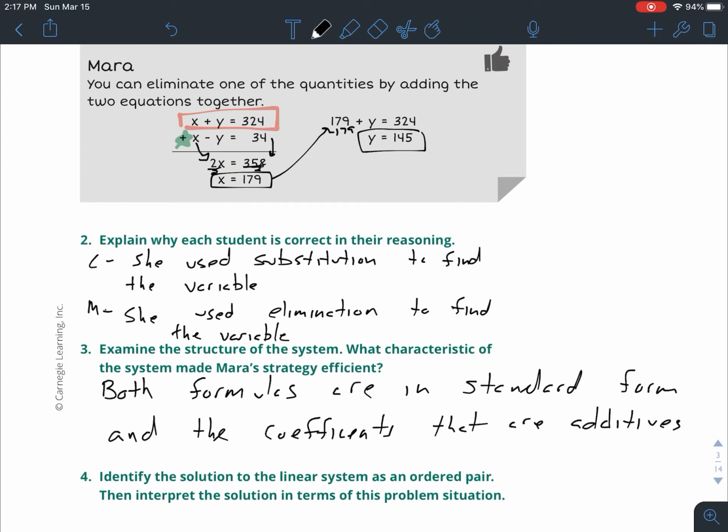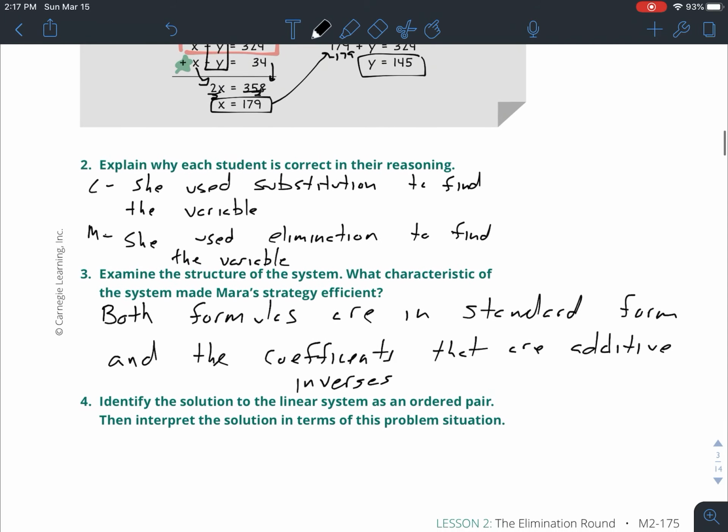So meaning that for the y, we have a positive y and a negative y on top and bottom. So it was doing the opposite to eliminate that. That is where the key word is elimination, because if you're looking at the top formula again by Mara, you have plus y minus y. They eliminate each other from that possible answer.